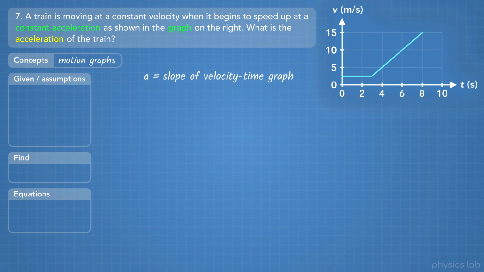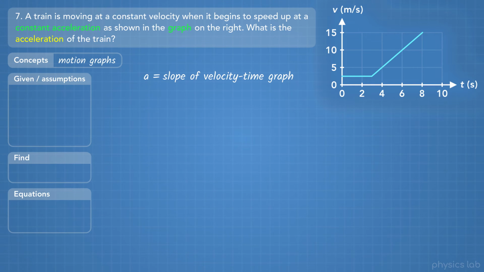Well, the slope of the velocity time graph is acceleration. Again, if we were using calculus, we'd say acceleration is the derivative of velocity with respect to time. So what points are we going to use to find the acceleration?